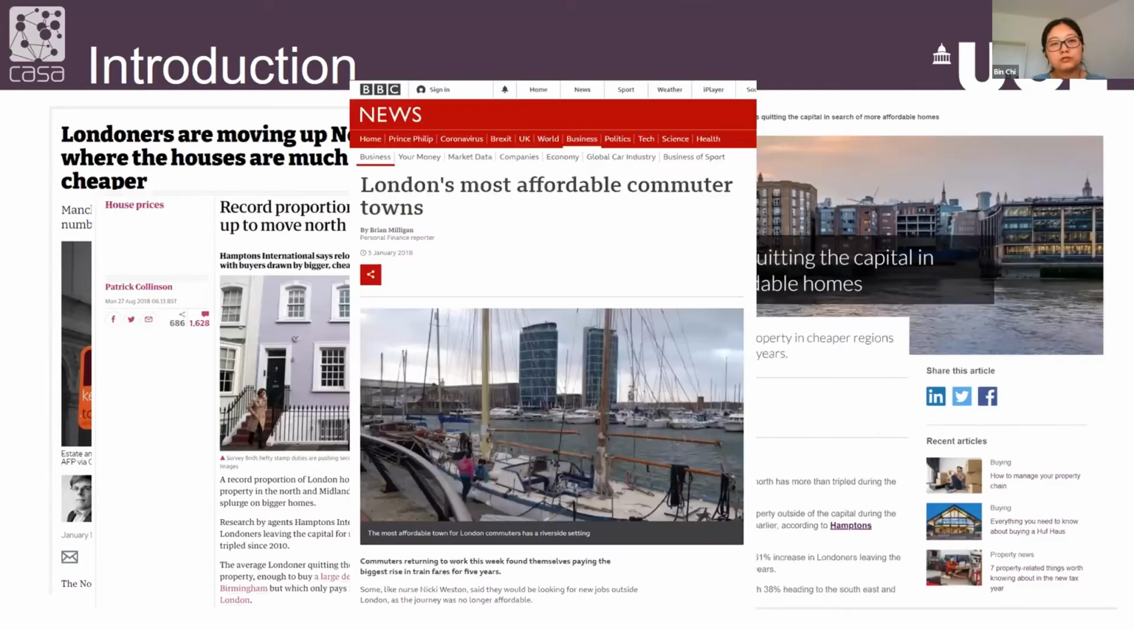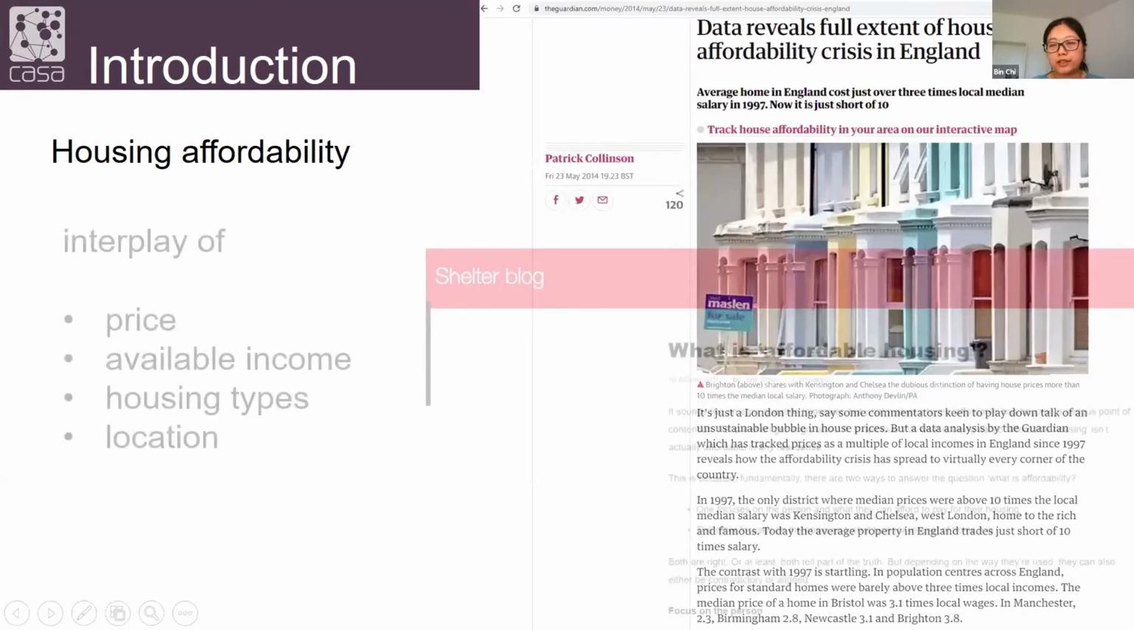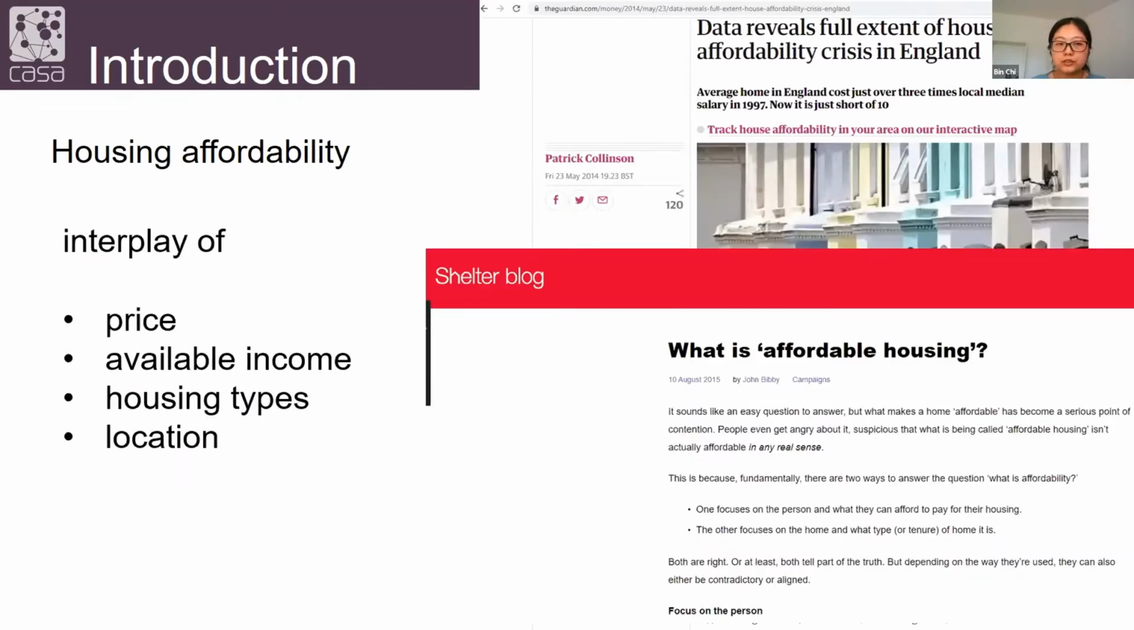In terms of housing affordability, the traditional way to measure it is to use the ratio of house price divided by household income in a given area, as you can see in these newspapers. But in reality, housing affordability is even more complex. It is an interplay of house price, available income, household type, and location. In this research, I will consider these 4 elements.